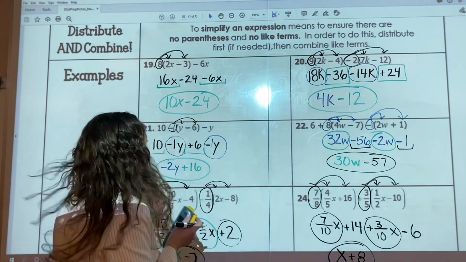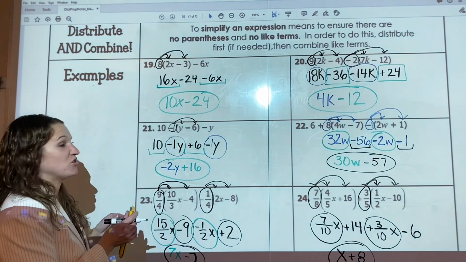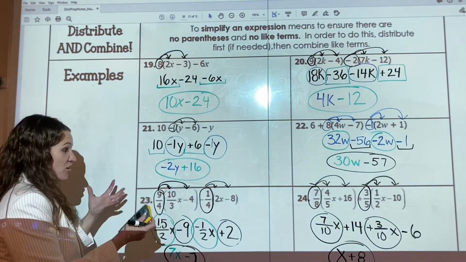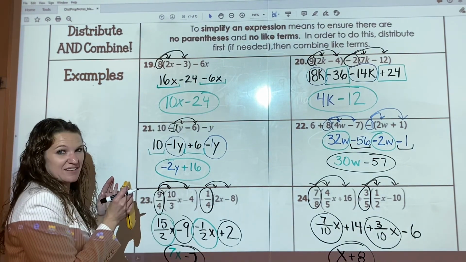So what we saw here was we distributed first, then we looked for like terms, things with the same variable part. We put those together and simplified.